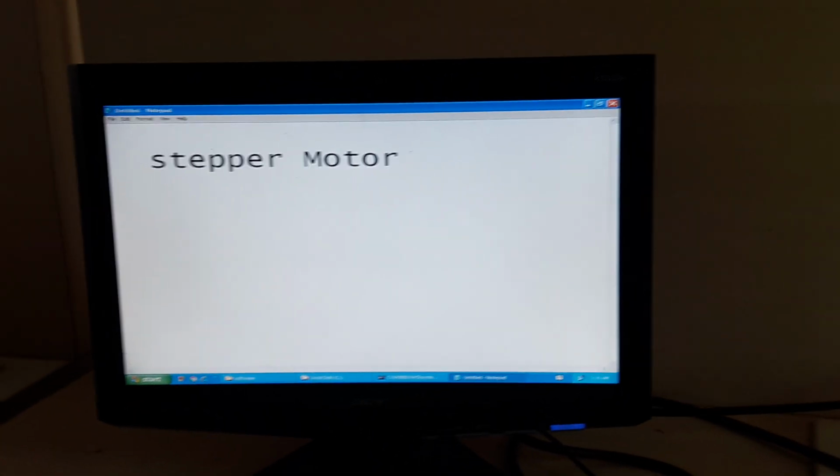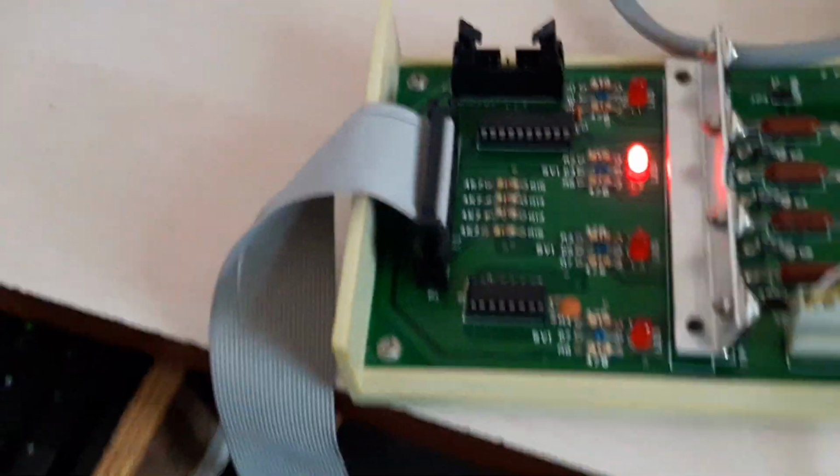Stepper motor connections. What are the connections to this PCI bus? Here. This is a PCI bus. It is there.